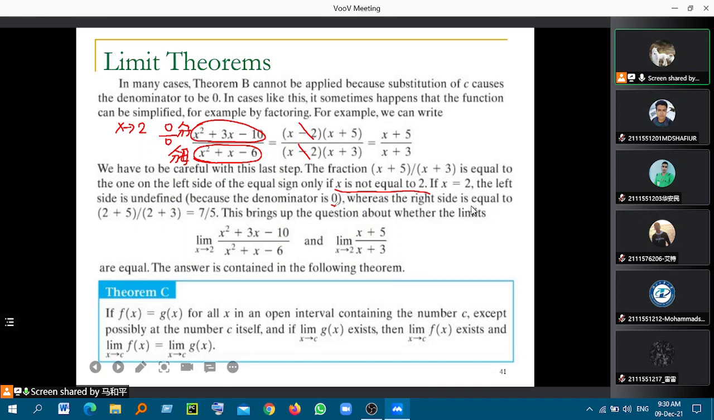Okay, the answer is contained in the following theorem. We have Theorem C. If f(x) equals g(x) for all x in an open interval containing the number c, except possibly at the number c itself, and if the limit as x approaches c of g(x) exists, then the limit as x approaches c of f(x) exists, and they are equal. Right, they are equal.